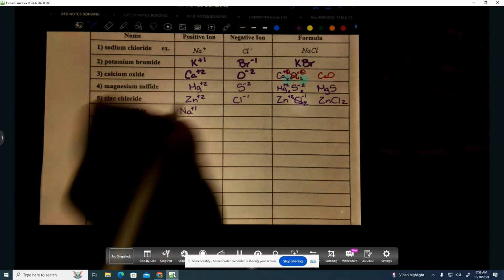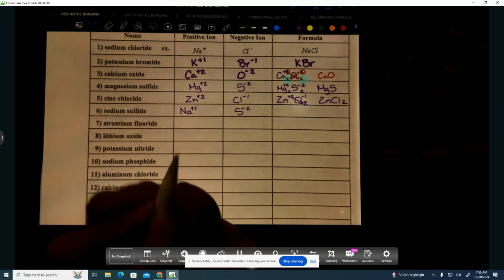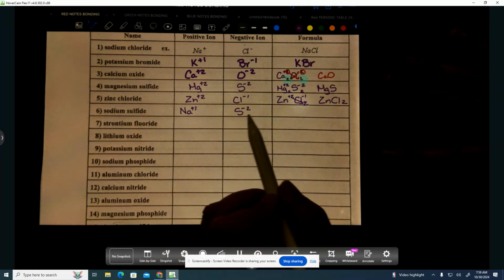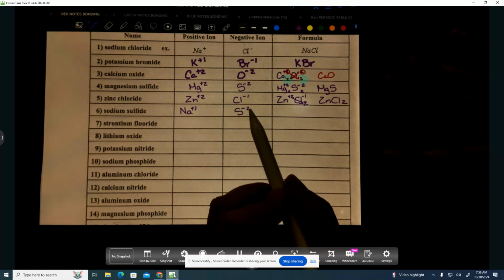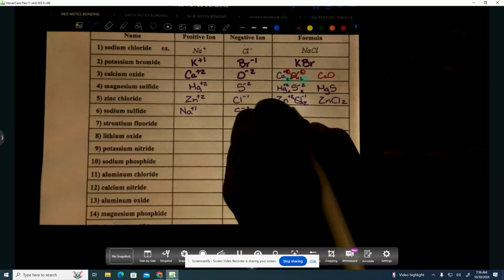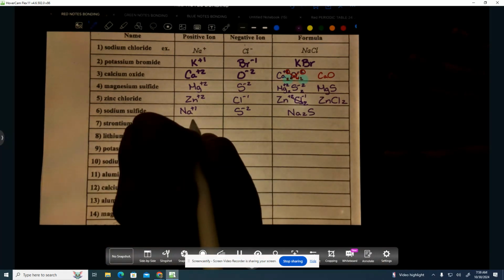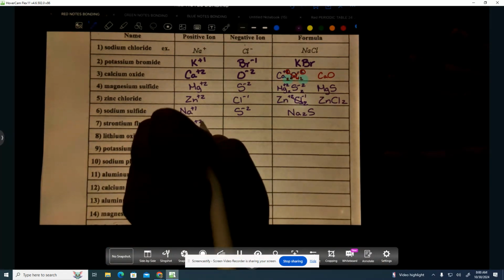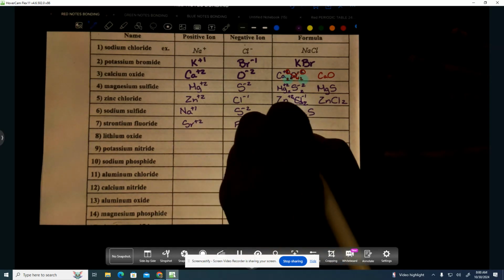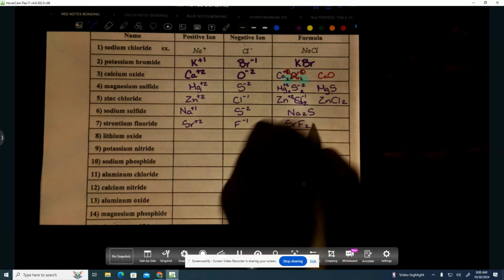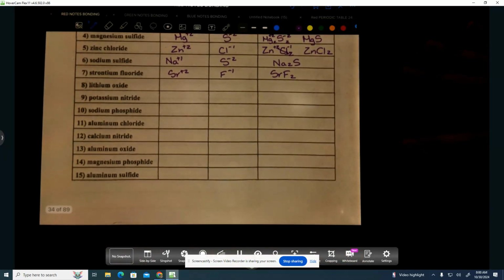Sodium +1, sulfur -2. That 1 becomes the subscript for the sulfur. The 2 becomes the subscript for the sodium. And you get Na2S. Strontium is a +2. Fluorine is a -1. SrF2. Questions?